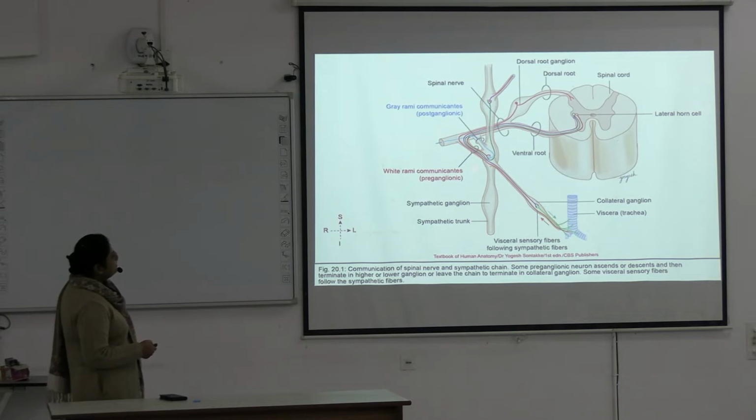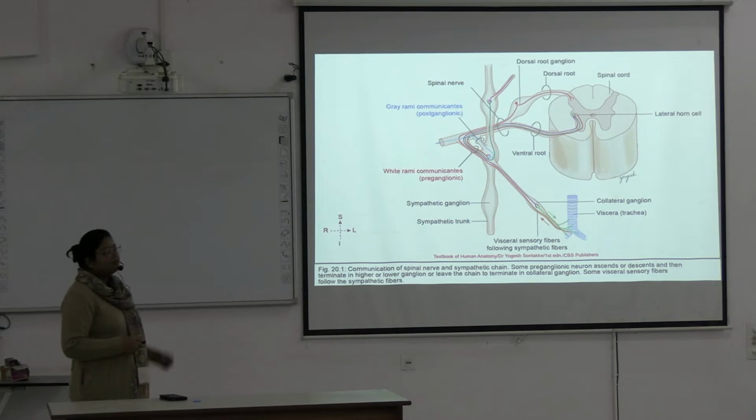Preganglionic fibers are entering the sympathetic ganglia via the white rami communicantes, and postganglionic fibers are coming out through the gray rami communicantes. And you can see the preganglionic fibers are starting from the lateral horn cells, here, lateral horn cells of the spinal cord.